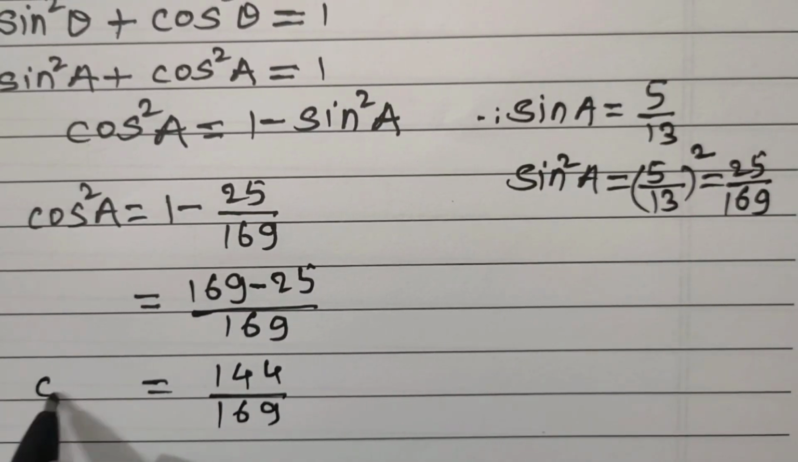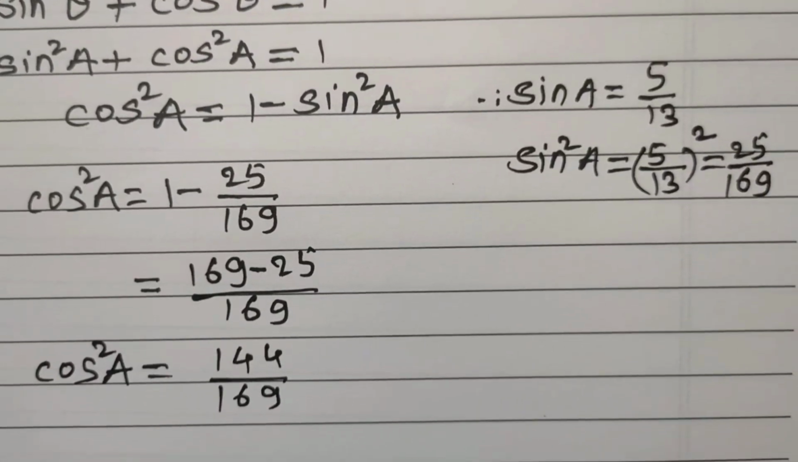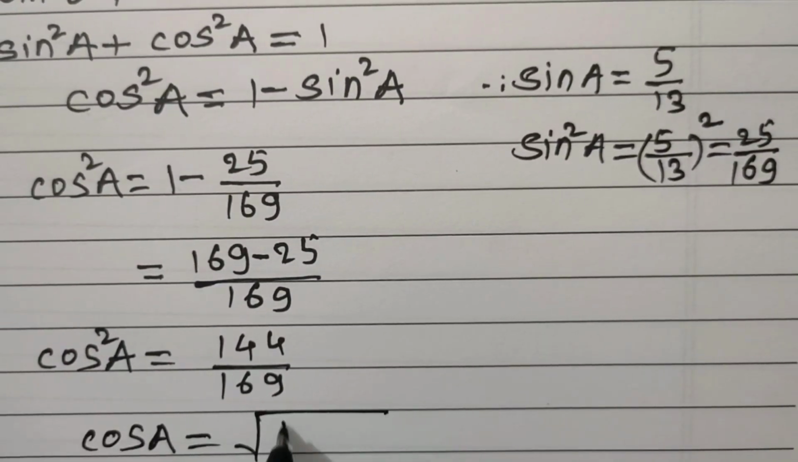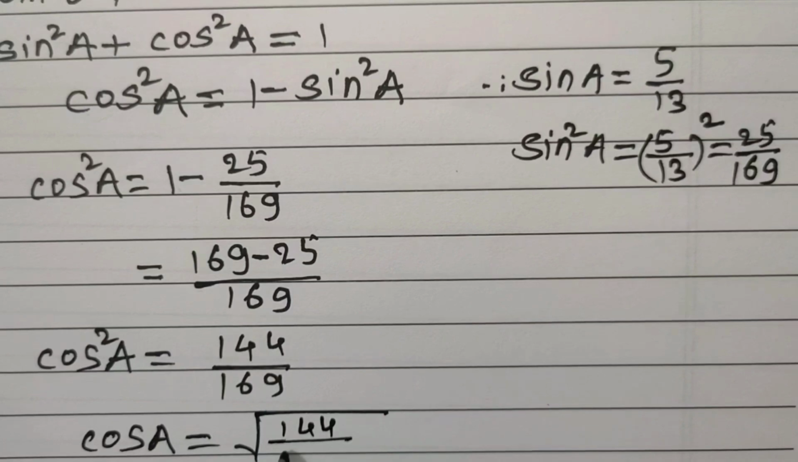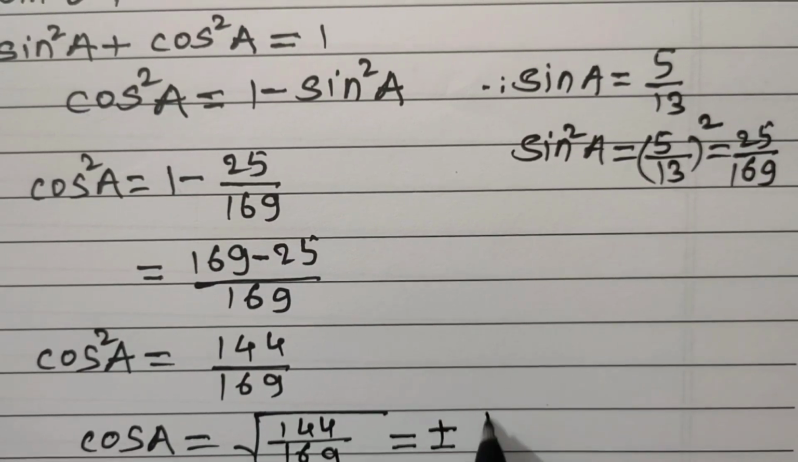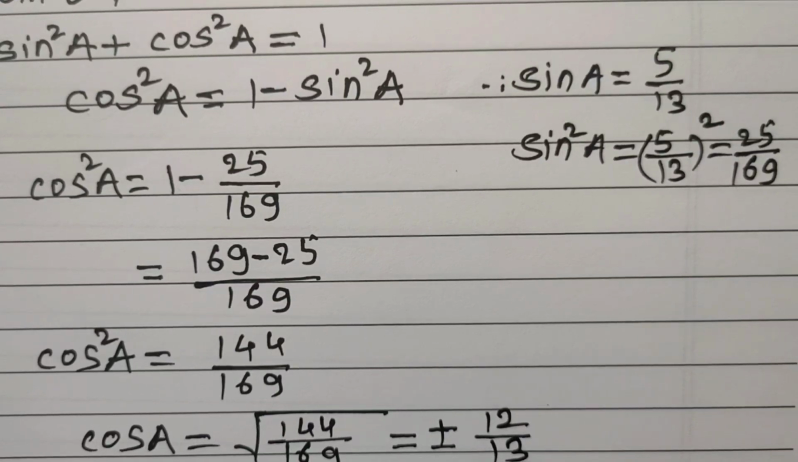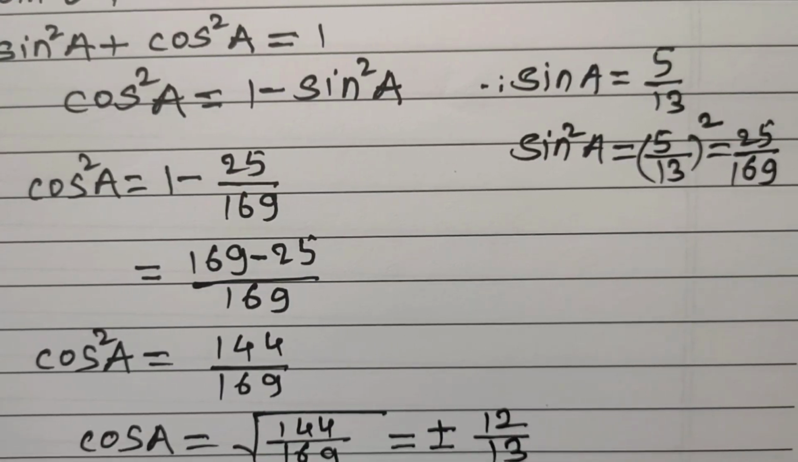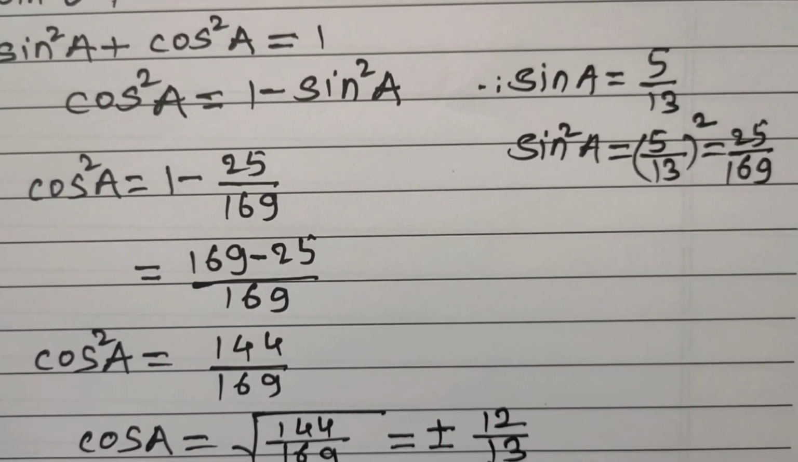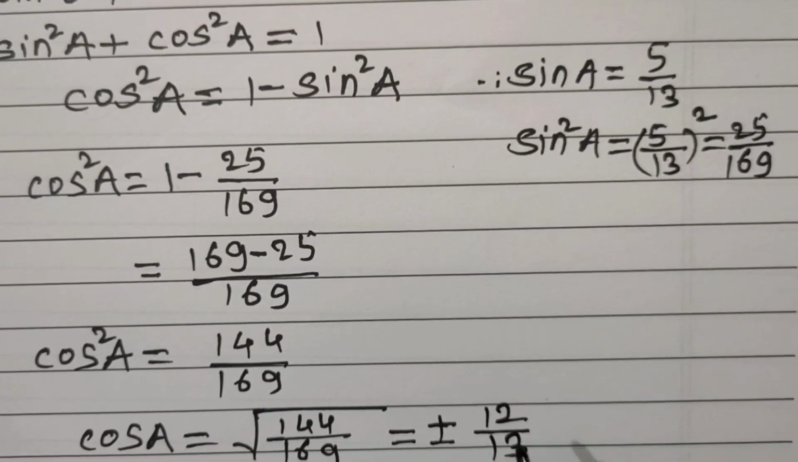But we want cos A. This is cos square A. Taking square roots on both sides, cos A is equal to square root of 144 divided by 169, which is equal to plus or minus 12 divided by 13. Now we have to decide whether cos A will be plus 12 upon 13 or minus 12 upon 13, depending upon which quadrant angle A lies in.